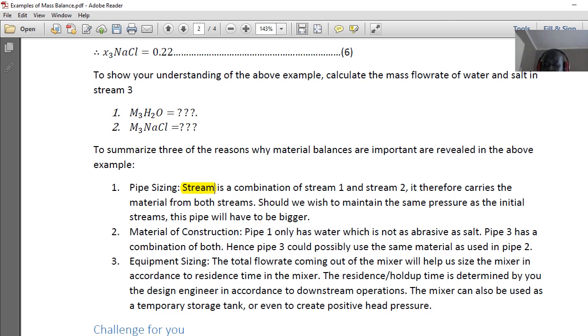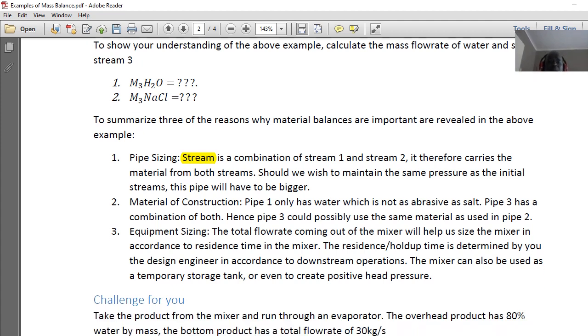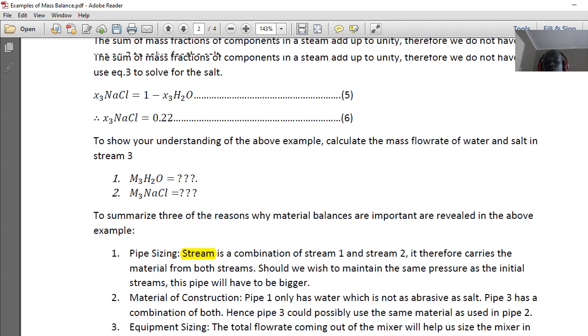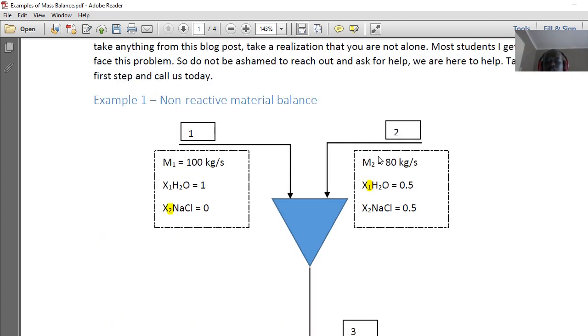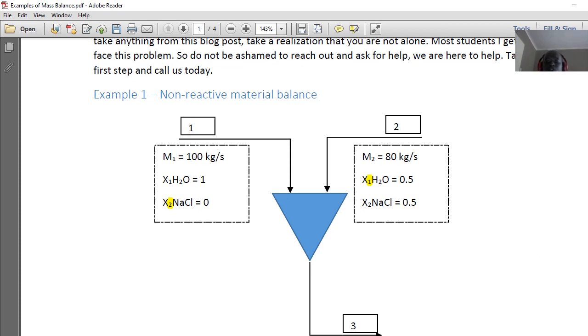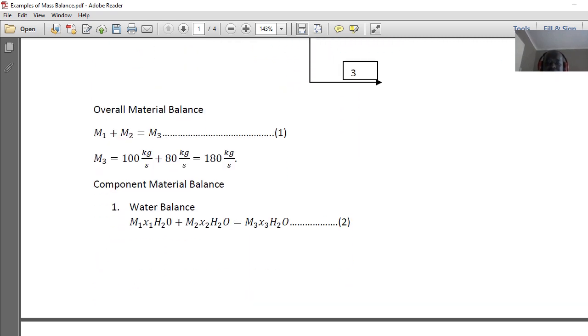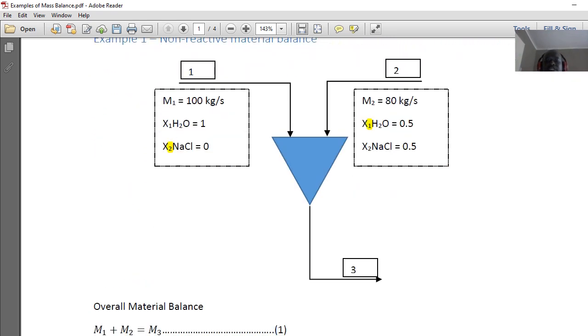Then there's material of construction. So pipe 1 only has water. Water is not as abrasive as salt. And then pipe 3 is a combination of both, right? So the most abrasive in this case would be what? Pipe 2, because it has 50% salt, whereas pipe 1 doesn't have that much salt. And then pipe 3 has only 22% salt, right? So it will be less abrasive. So the design engineer will probably design pipe 2 and pipe 3 as the same, because the difference is not that much.